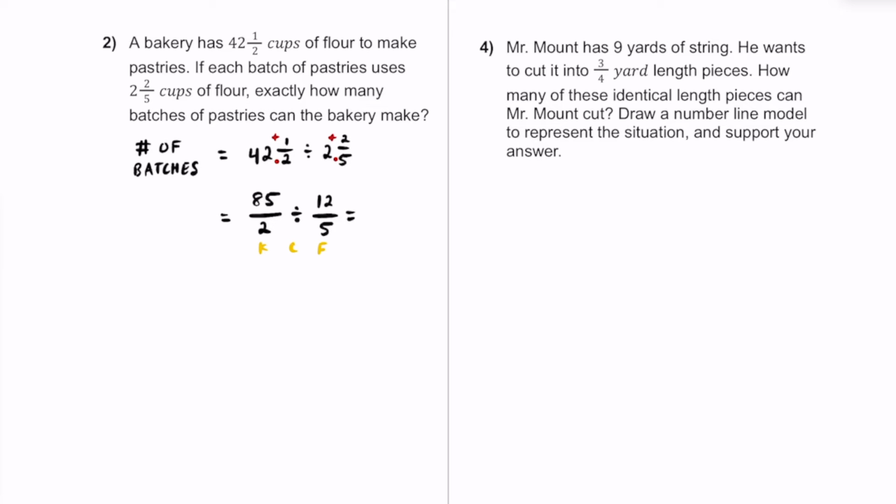Now keep in mind that when we're dividing fractions, we could rewrite all division problems as a multiplication problem. Let's go ahead and keep this first fraction, leave it alone, 85/2, change division to multiplication, and then multiply by the reciprocal of this 12/5, or the flipped version, which is going to be 5/12.